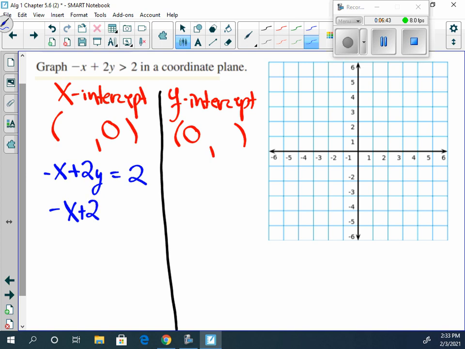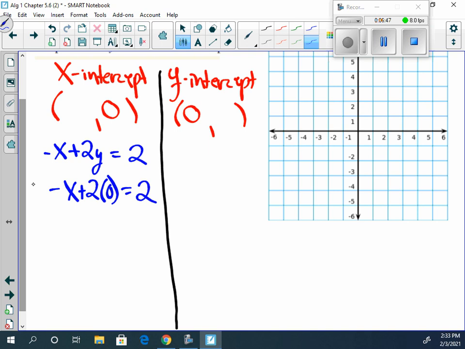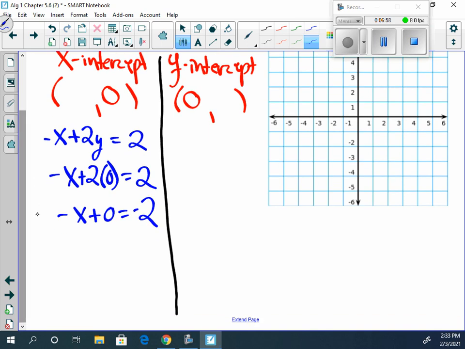So when we look at this here, I'm plugging 0 in for y. So we're going to have negative x plus 2 times 0 is equal to 2. Well, 2 times 0 is what? 0. Negative x plus 0 is just negative x, because 0 doesn't add anything, we can almost just throw it away.